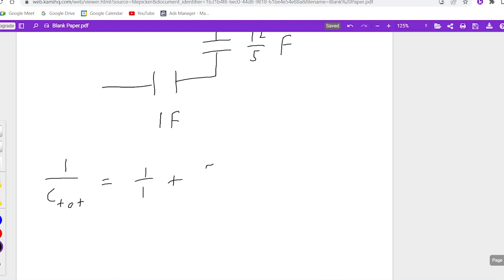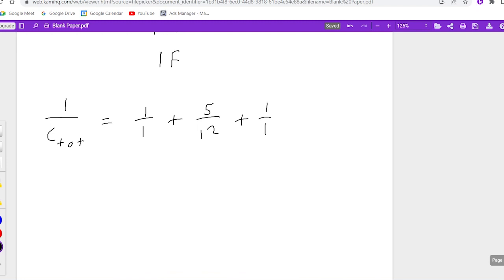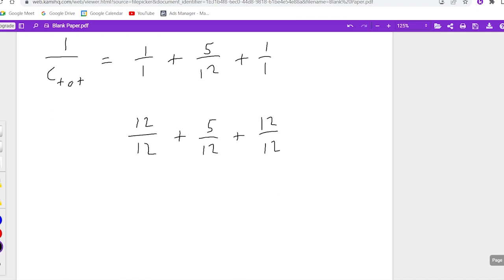Instead, just take the reciprocal, write 5/12, much better, plus 1 over 1. Again, I need a common denominator. By the way, if you wanted to plug this in your calculator, you could. I don't need it, so I'm not going to write it with the calculator. So 12 over 12 plus 5 over 12 plus 12 over 12. 12 plus 5 is 17. 17 plus 12 is 29. 29/12. Remember, that's not your final answer.